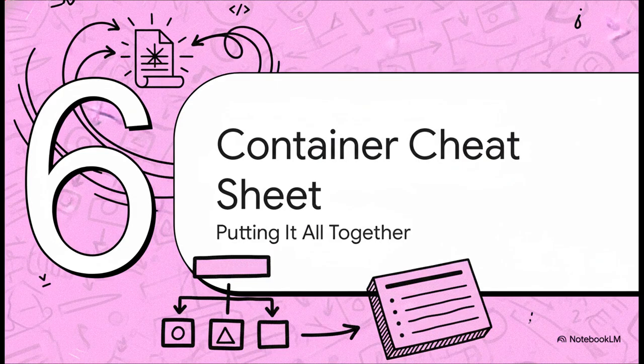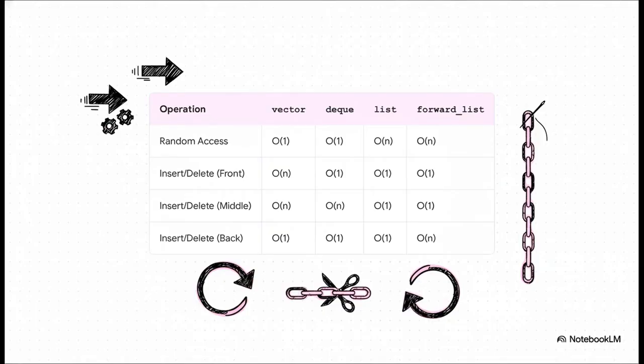Wow, we've covered a ton of ground. So to bring this all home, let's boil it all down into one simple practical cheat sheet that you can mentally refer back to. And here it is. This table really tells the whole story. Look, if you need that instant, indexed, random access, you're looking at vector or deque. If you're constantly adding and removing from the front and the back, deque is your champion, hands down.